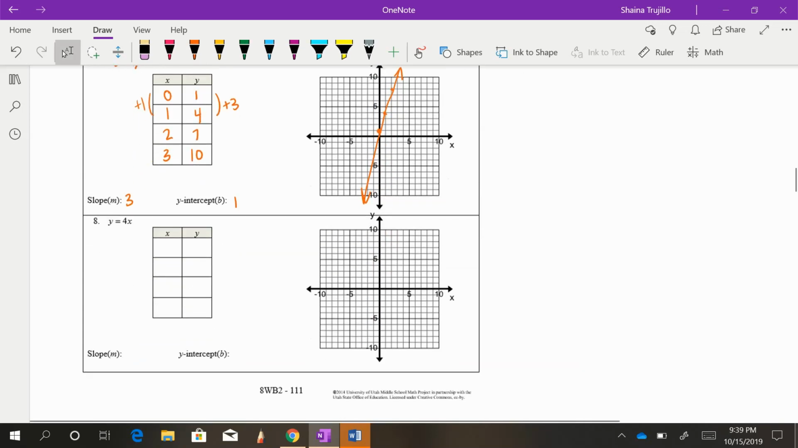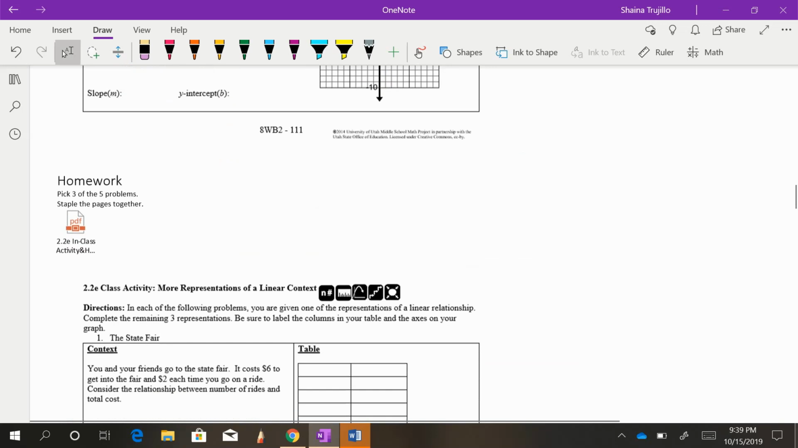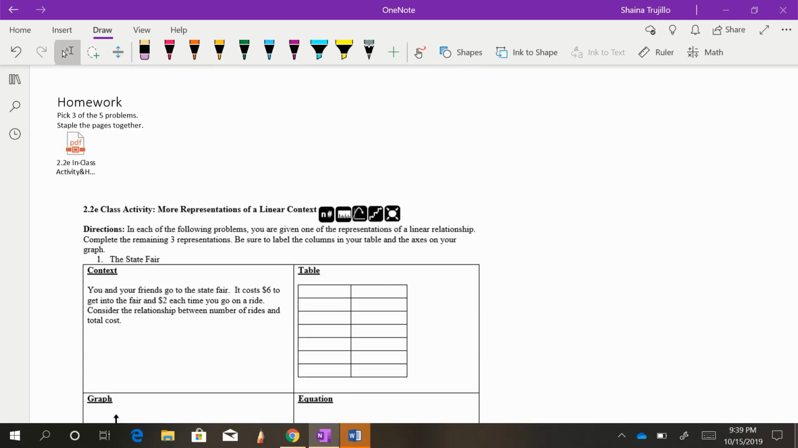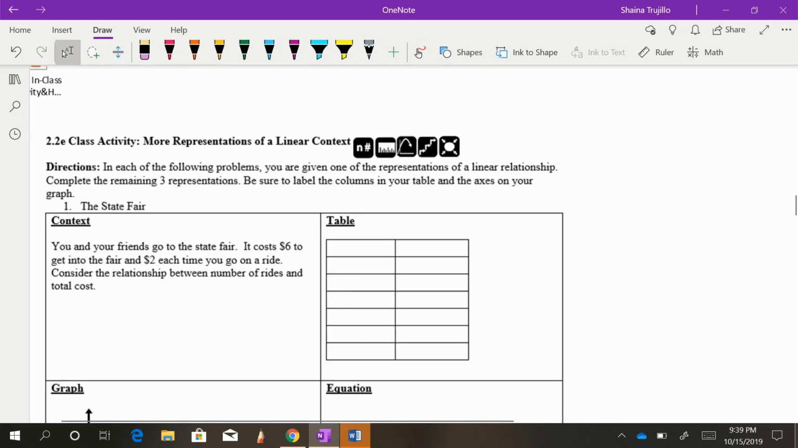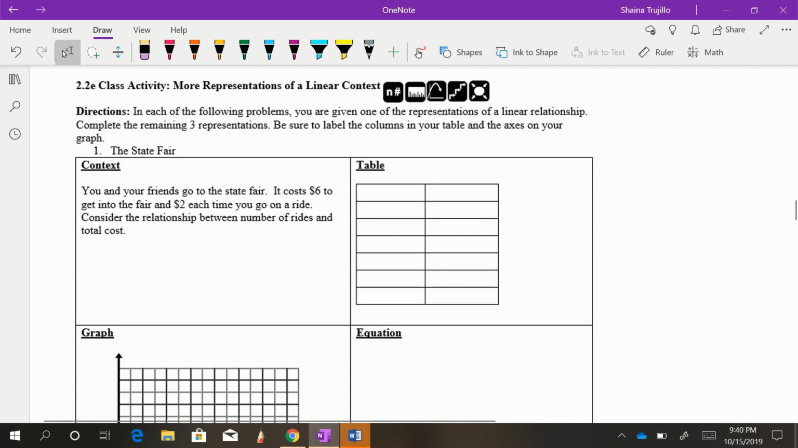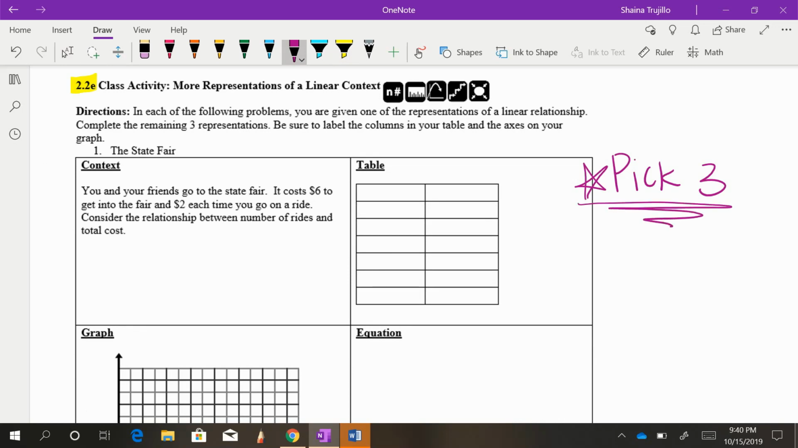Okay, in class, I'm having you do this one on your own. And then here is our homework. It is 2.2E class activity. Okay, pay attention that it is 2.2E. All you have to do is just pick 3 scenarios to do. You do not have to do all 5. Pick 3 of them, staple them together, and then we'll turn it into our basket.